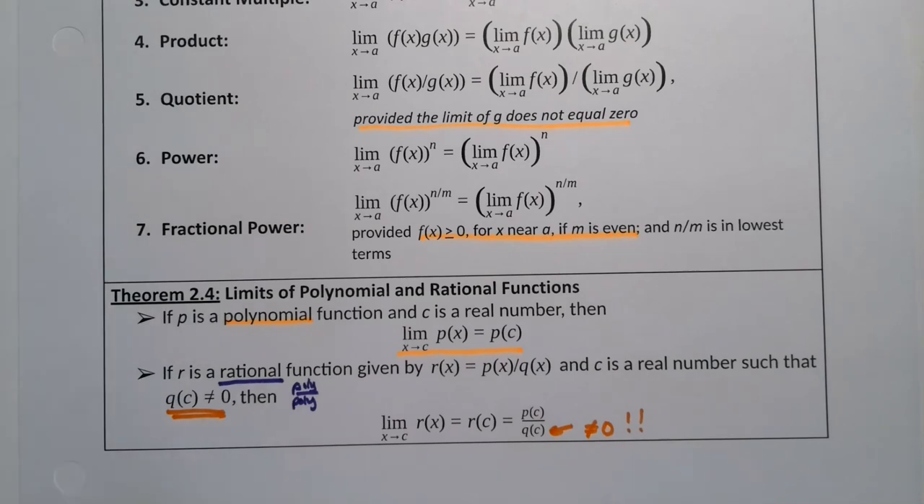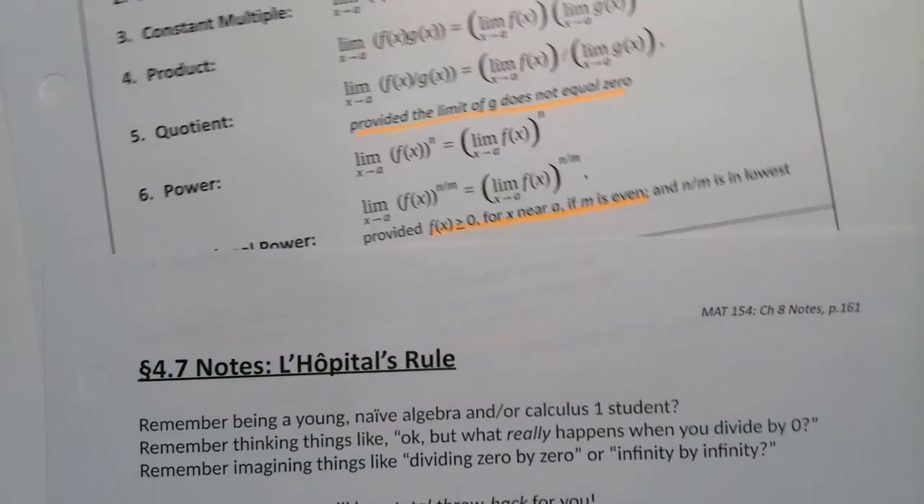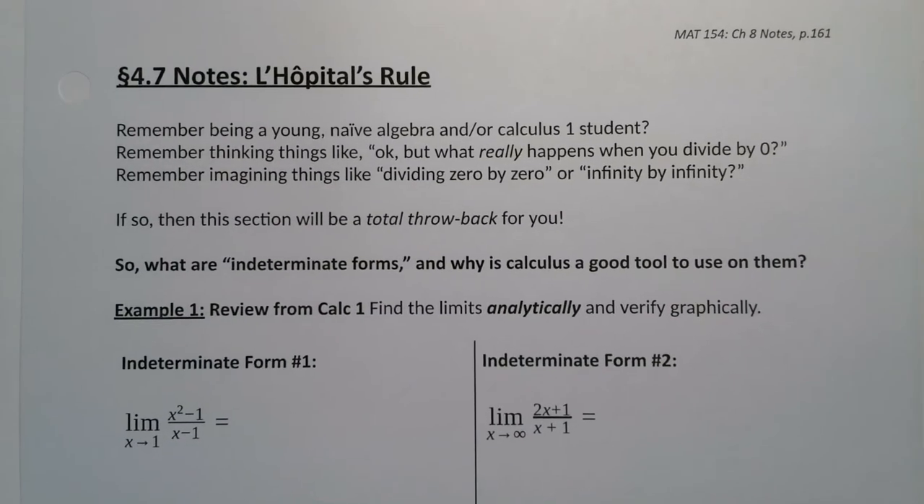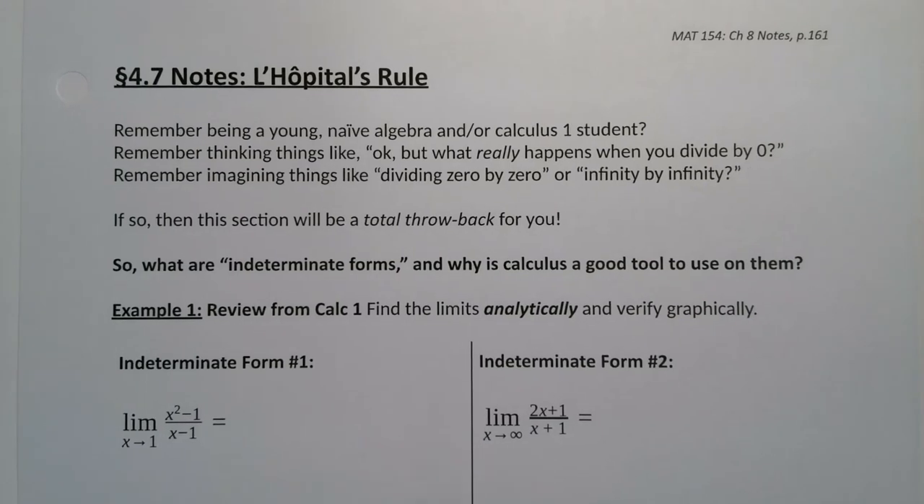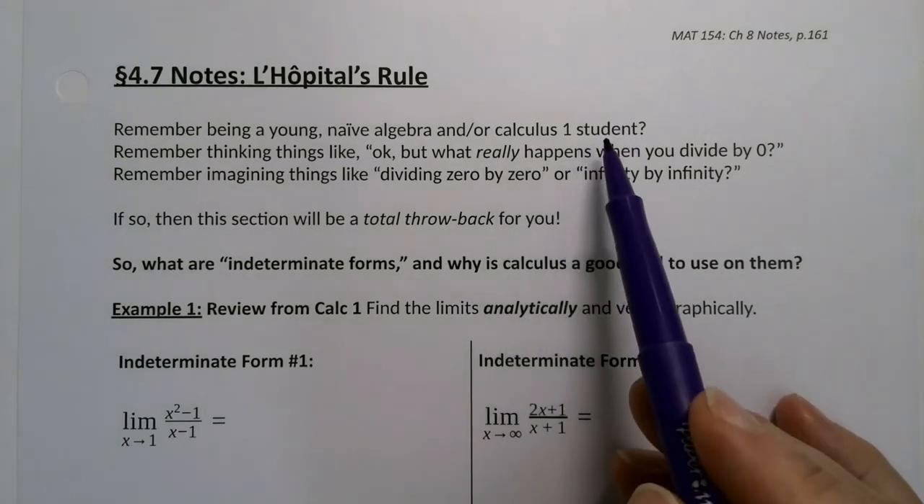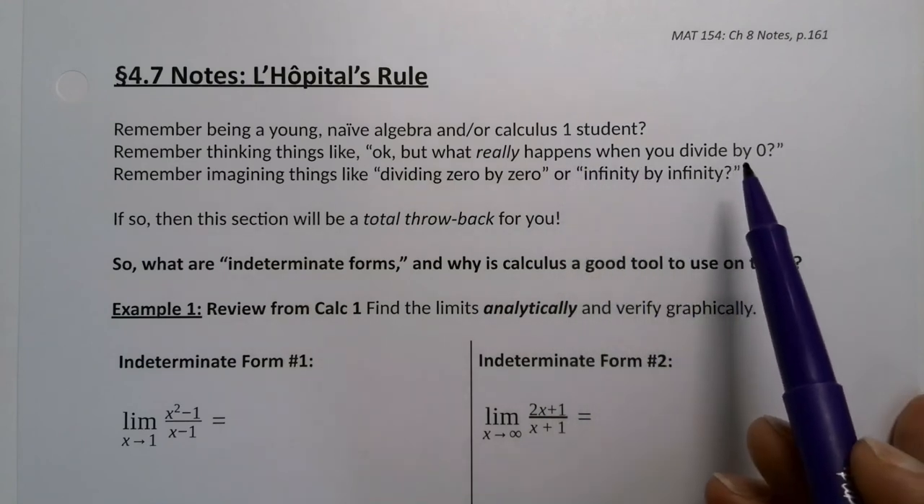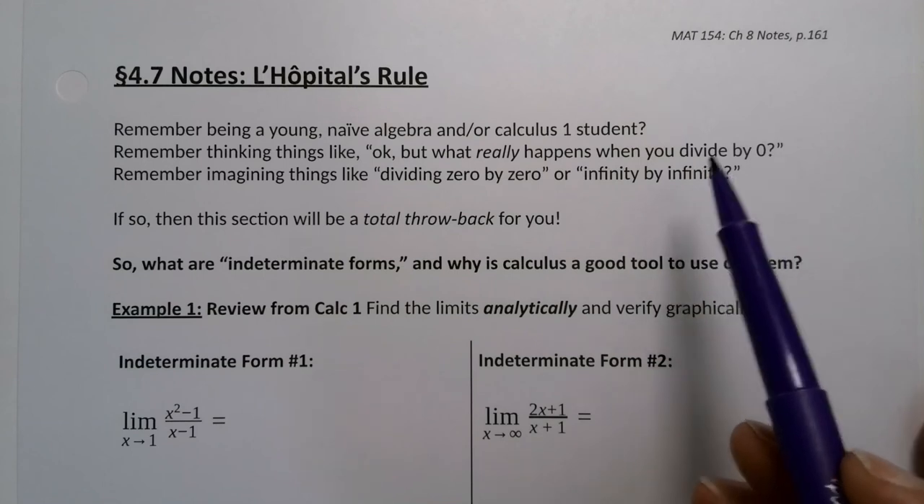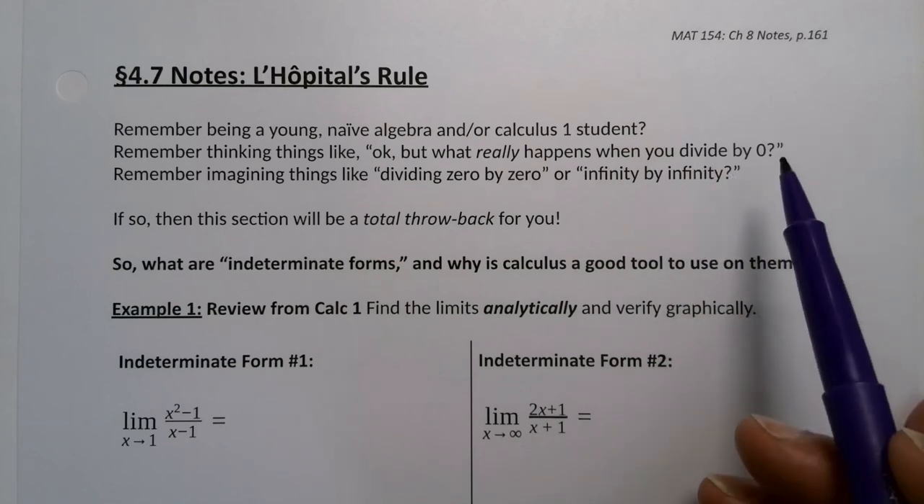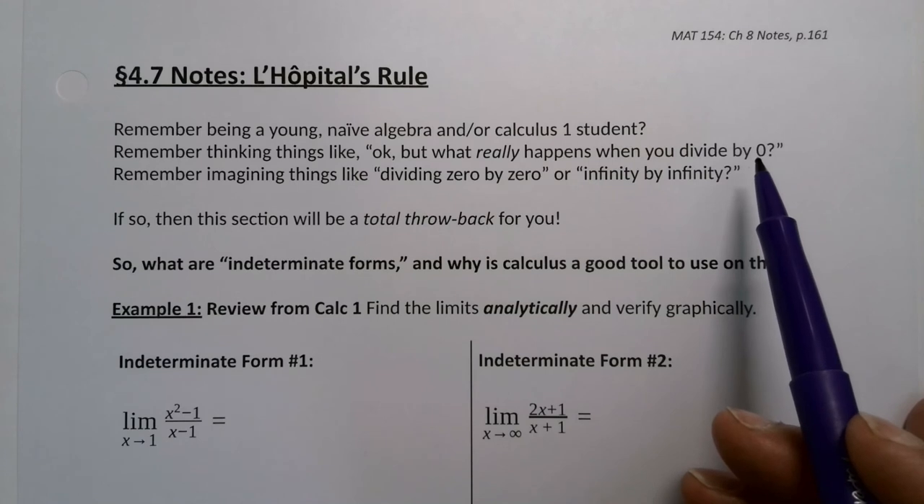All right, so section 4.7 is about L'Hopital's rule, L'Hopital being the French mathematician that thought of it. And it's all about limits, this particular section, so it'll be a little bit of a throwback. Now, when we were young, naive Calculus 1 students, we wanted to know what really happens when you divide by 0. And the answer is, well, several things. It could go to infinity, it could go to negative infinity, it could go nowhere in particular. You basically have an unknown value.